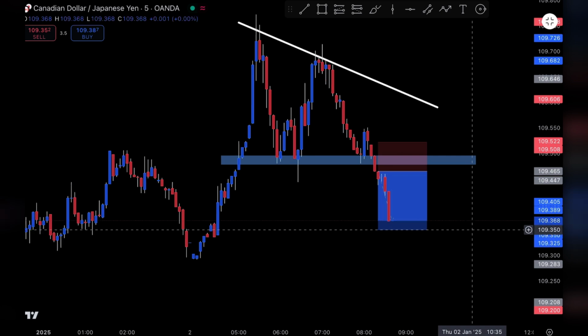Eventually, the price hit my full take-profit target, securing a 2% win on this trade. That's double the 1% I was risking, which is exactly what we aim for as disciplined traders.